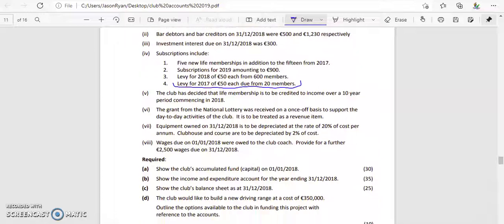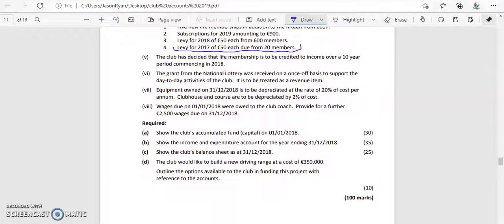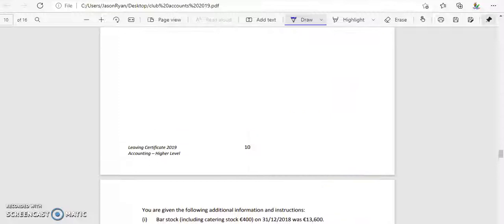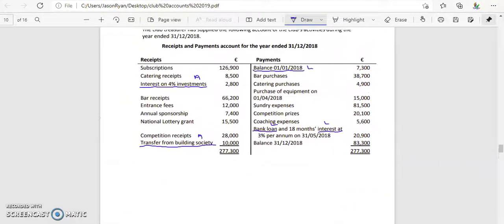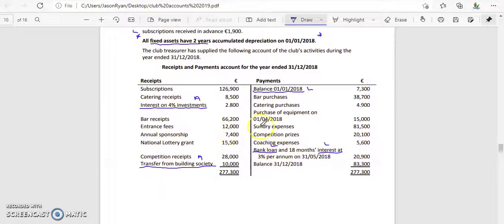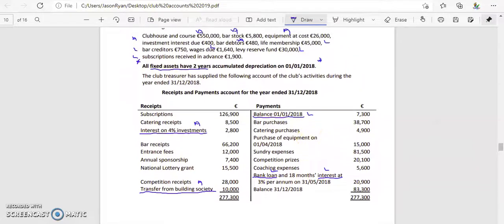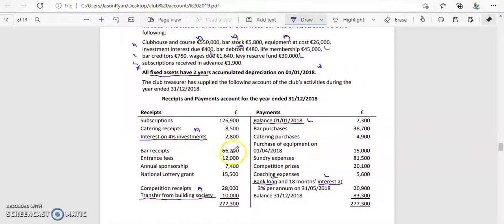Okay, so let's have a look at Part B for 2019 club account, Crest Wood. It says, show an income and expenditure account for the year ending 31st of 12th, 2018. So before we do the income and expenditure account, we will have to do a quick profit and loss account for the bar. So we need to find our sales, so our bar receipts, 66,200.